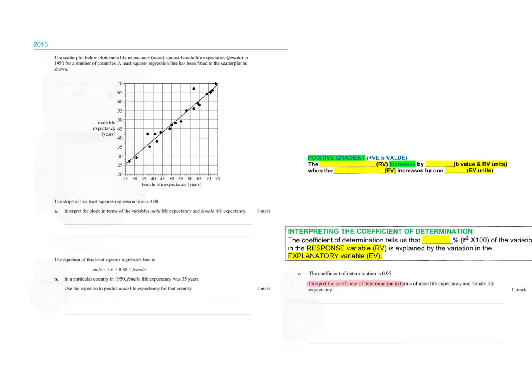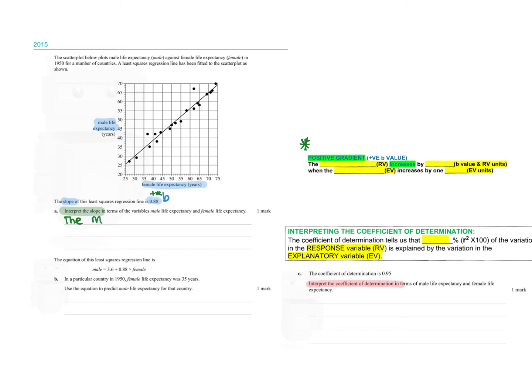Okay, so here they've plotted a scatter plot of male life expectancy against female life expectancy. They've given you the slope, so they gave you the B value there, and they've then asked you to interpret the slope. Interpret the slope means that we have a statement in our notes that we can use. Now, because the B value is positive, we're going to use this positive statement. So I will just write, and where it's yellow, we're going to change it to the example.